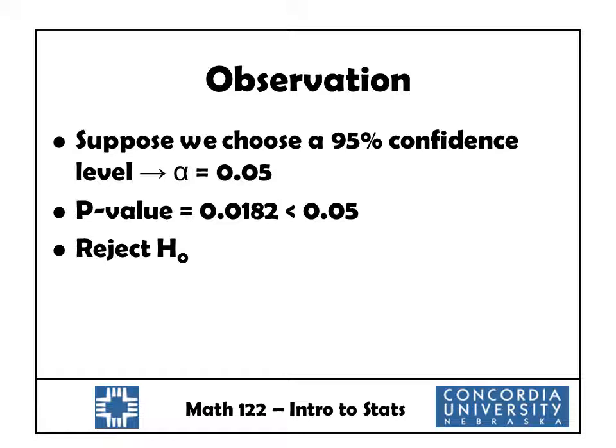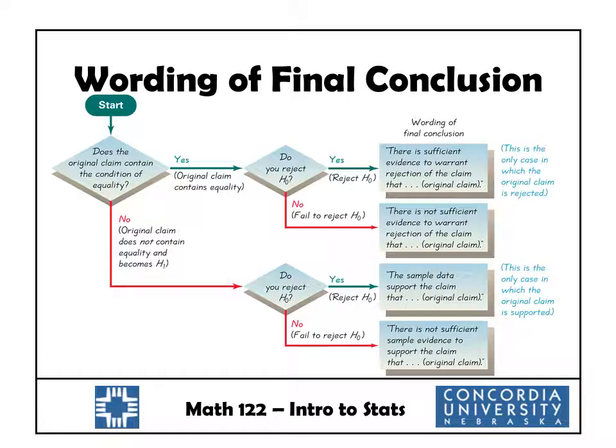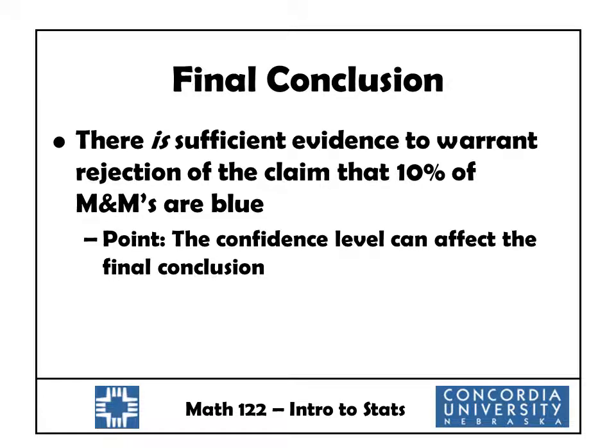So we get the opposite technical conclusion. In this case we reject the null hypothesis. So now when we word it, the original claim does contain equality. Go to the right. Do you reject it? Yes, we do. So there is sufficient evidence to warrant rejection of the claim that 10% of M&Ms are blue. So in this case, we got the exact opposite conclusion. At the 99% confidence level, we did not reject it. At the 95% confidence level, we did reject it. So the point here is that the confidence level can affect the final conclusion. Not always, but it can.